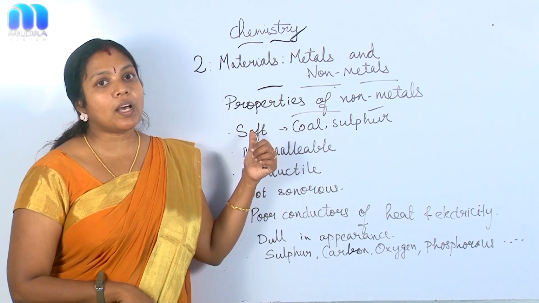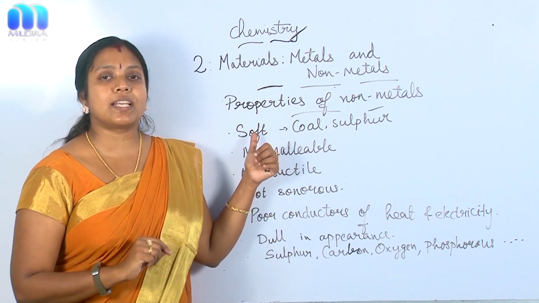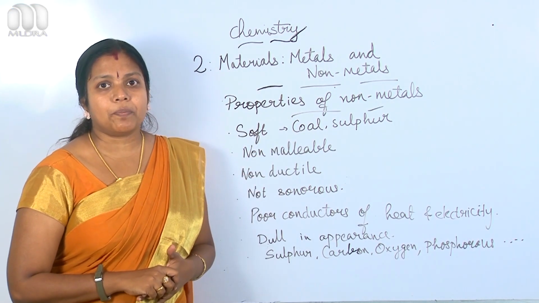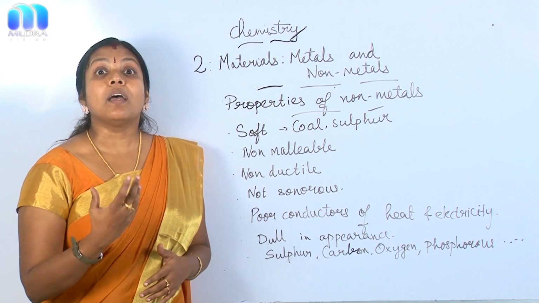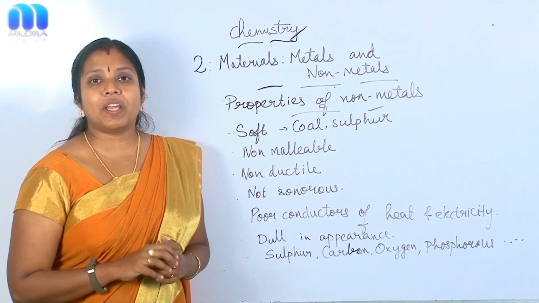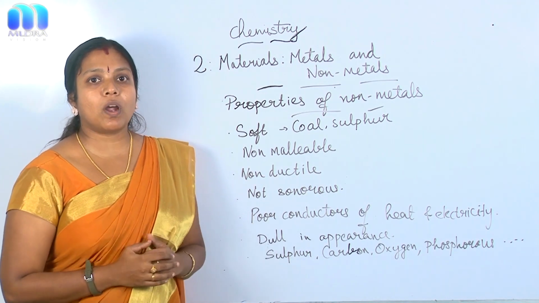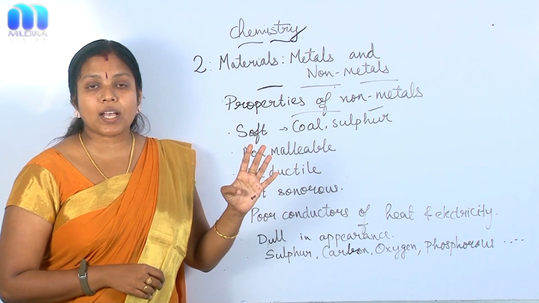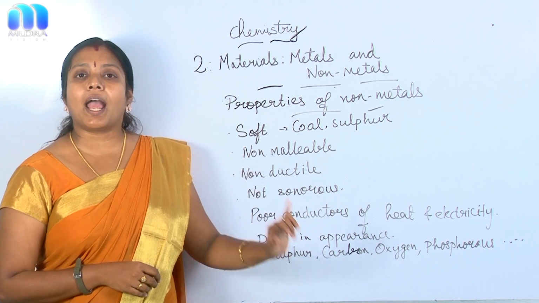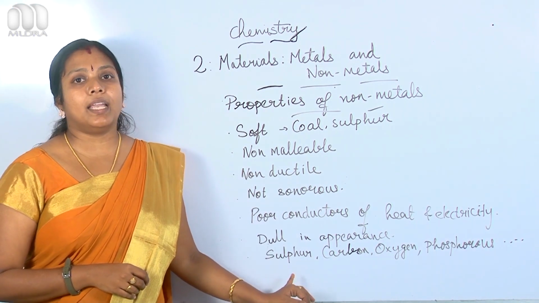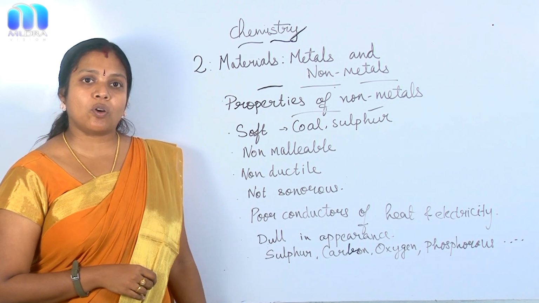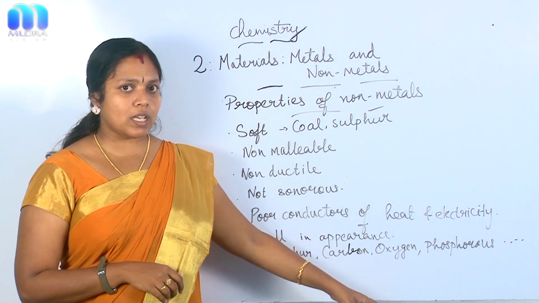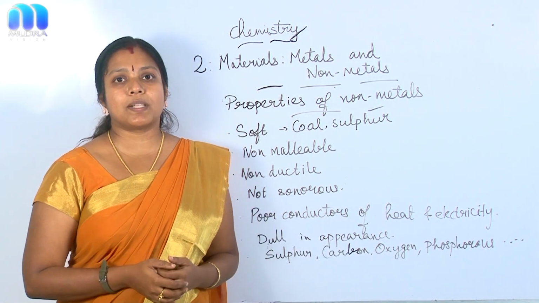Once more, most of the non-metals are soft in nature. The exception is diamond, which is hard in nature. For example, coal and sulfur are non-metals. We can even break them into a powdery mass when we tap them with a hammer. Second one, they are non-malleable. Third one, they are non-ductile, not sonorous, poor conductors of heat and electricity, and the last one, they are dull in appearance. These are the properties of non-metals, and some examples of non-metals are sulfur, carbon, oxygen, phosphorus. So many other examples are also there.